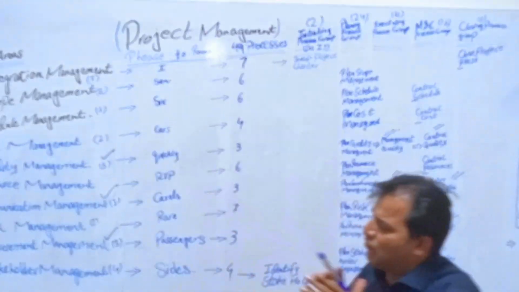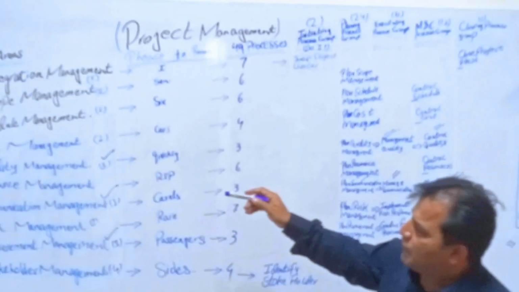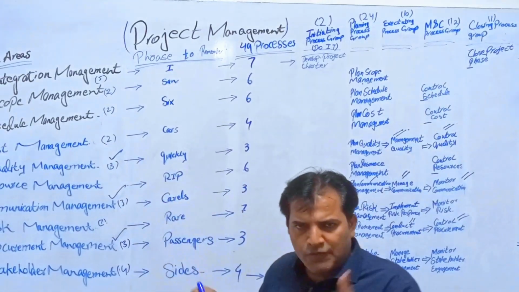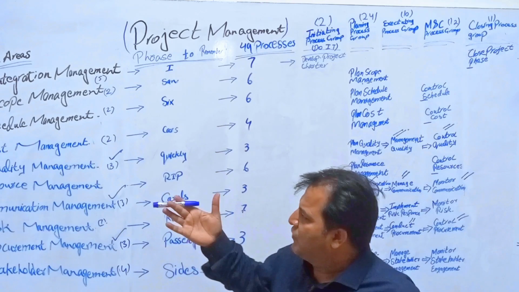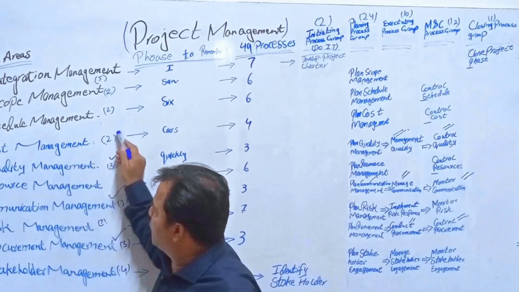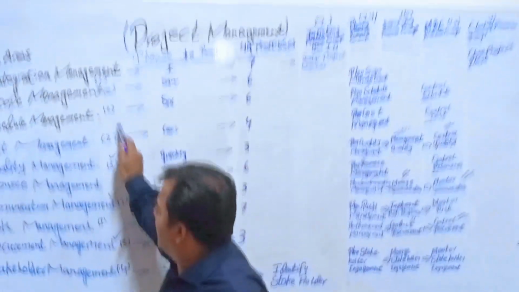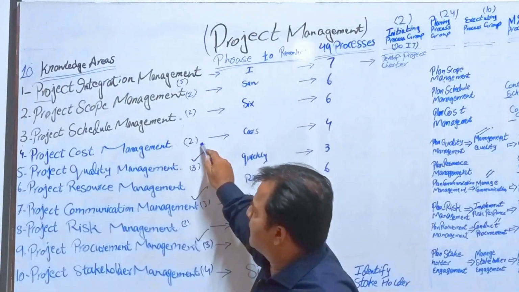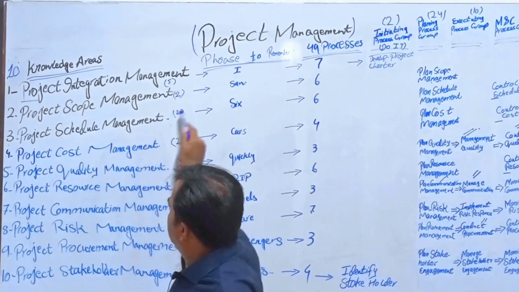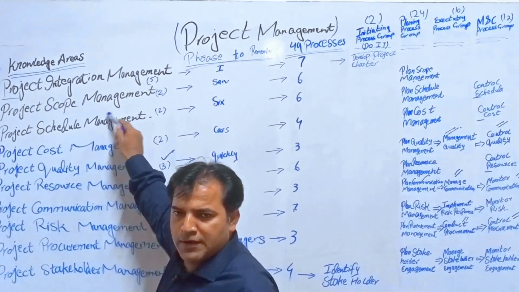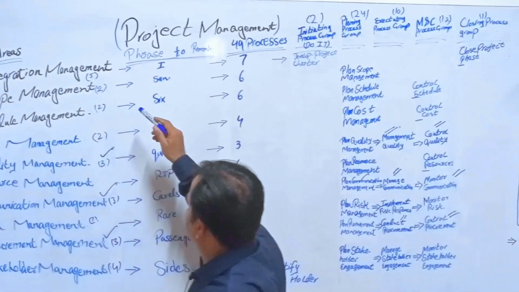Now we have adjusted those knowledge areas which have three process groups each. After three, we move to those knowledge areas which have two process groups each. Which are those? Project cost management has two, project schedule management has two, and project scope management has two.